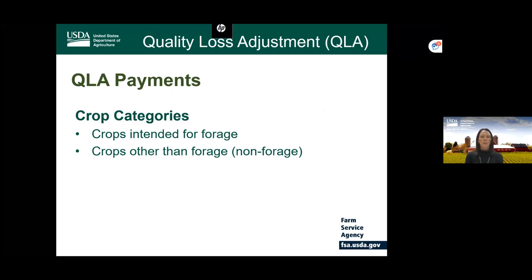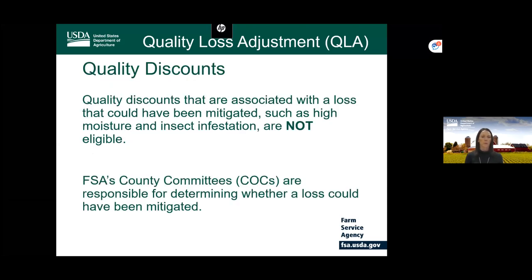So QLA payments are broken into two different crop categories. We have crops intended for forage and crops other than forage. The first group we're going to talk about, when we get into more detail, is the crops other than forage. But what quality discounts will we be looking at?